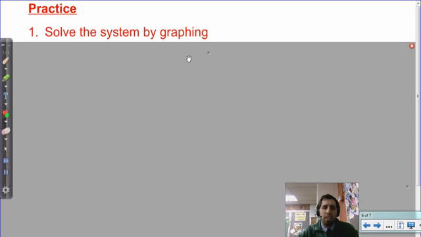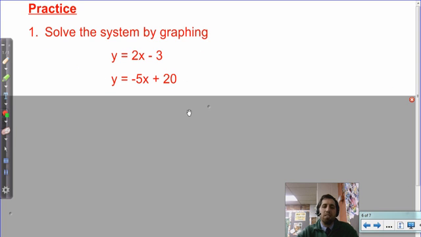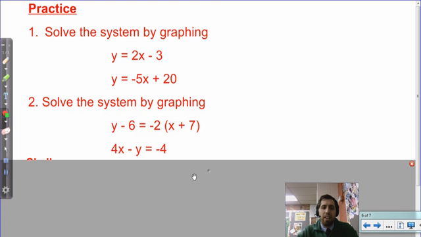I'm going to leave you with some to work on your own. The first one just says solve the system by graphing y equals 2x minus 3 and y equals negative 5x plus 20. You might have to use a different scale. Second one says solve this one by graphing, and then not just in slope-intercept form. This is y minus 6 equals negative 2 times the quantity x plus 7. Second one says 4x minus y equals negative 4.